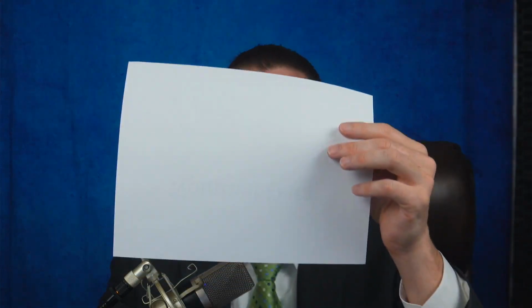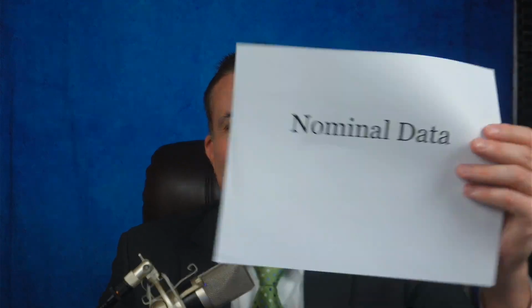It's like organizing a playlist where each song belongs to a different genre, but these genres themselves don't have a hierarchy. All right, so that's nominal data, which is categorizing data into distinct groups that don't have ordered relationships.